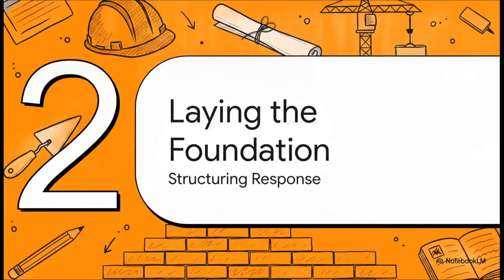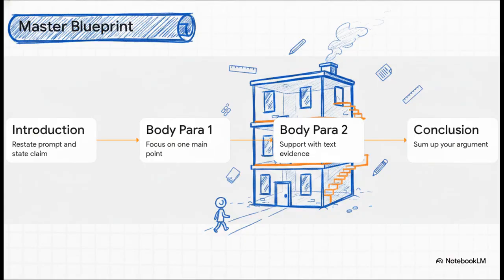Section 2. Laying the foundation. Structuring your response. All right, it is time to put on our hard hats, grab those blueprints, and start actually building the structure of our essay right from the ground up. Here is your master blueprint, laid out in 4 chronological steps. Step 1, the introduction. Step 2, body paragraph 1. Step 3, body paragraph 2. And finally, step 4, the conclusion. This logical order is completely non-negotiable.